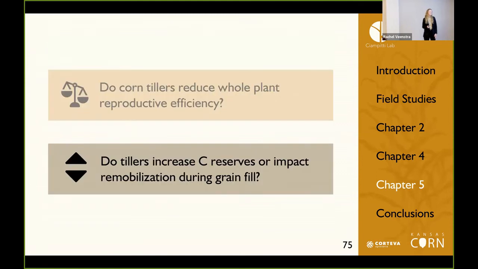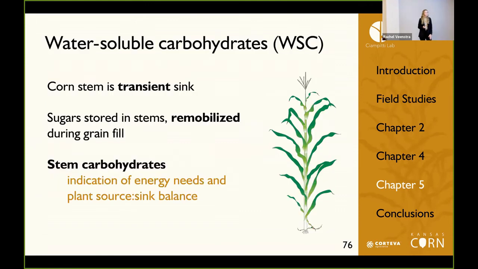The second question: do tillers increase carbon reserves or impact remobilization during grain filling? Just as a quick review to make sure we're all on the same page, water-soluble carbohydrates are stored in the stem in corn. The corn stem is a transient sink. So the sugars are stored in the stem, and then a portion of them can be remobilized during grain filling.